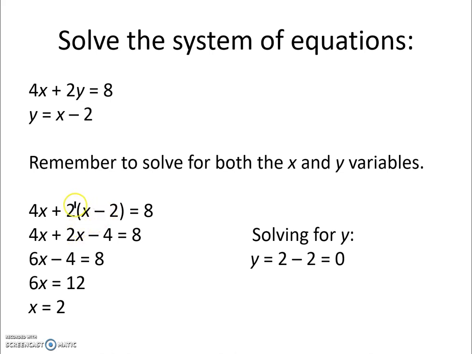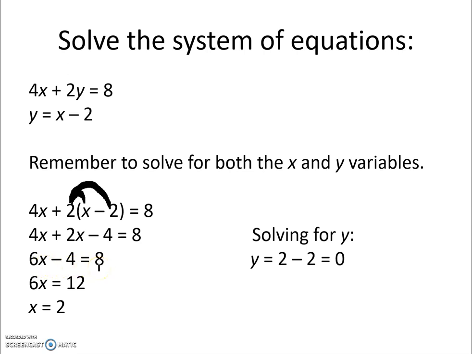The second step shows where we distributed the 2 to the x as well as the 2 times the minus 2. And we get 4x plus 2x minus 4 equals 8. Remember that positive 2 times a negative 2 gives us a negative 4. Combining like terms, we take the 4x plus the 2x, and that's where we ended up with our 6x. We still have minus 4 equals 8.